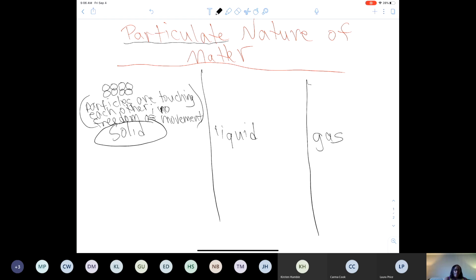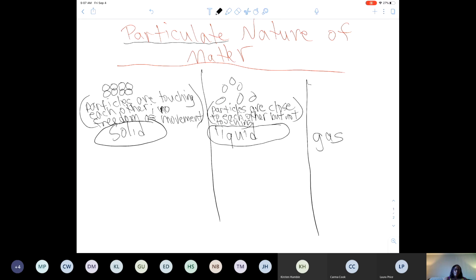Now, the particles of a liquid, on the other hand, they are close to one another, but they aren't touching. But they are not in any type of structured or ordered pattern. They're in a random arrangement. And so they have a limited freedom of movement.